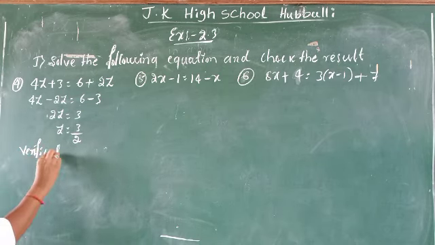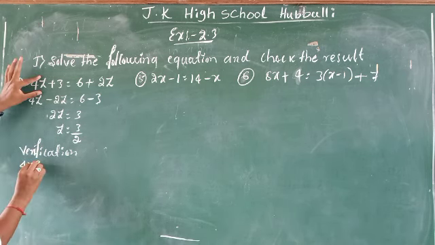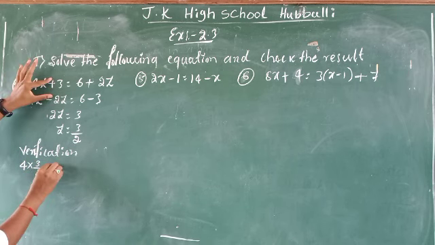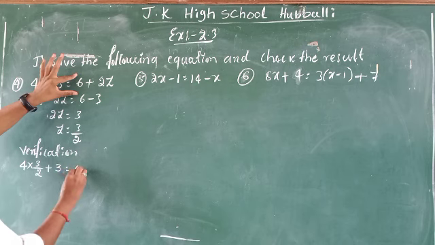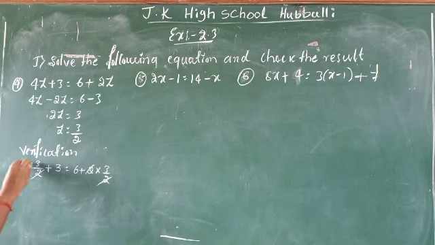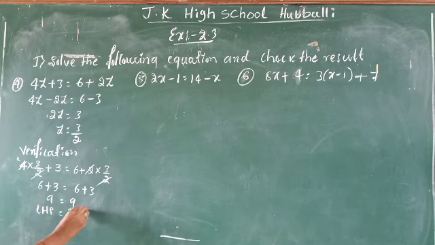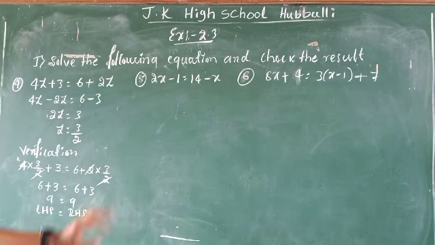So I will do the verification here. This one only I will do the verification. Remaining sums you have to do. First, 4 into, what is the z value? 3 by 2, plus 3 is equal to 6 plus 2 in the bracket 3 by 2. 2 gets cancelled. 2 ones are 2, 2 twos are 4, 2 threes are 6 plus 3, 9 is equal to 9. LHS is equal to RHS. So this is your fourth question, this is the verification. Okay, next one, question number 5.